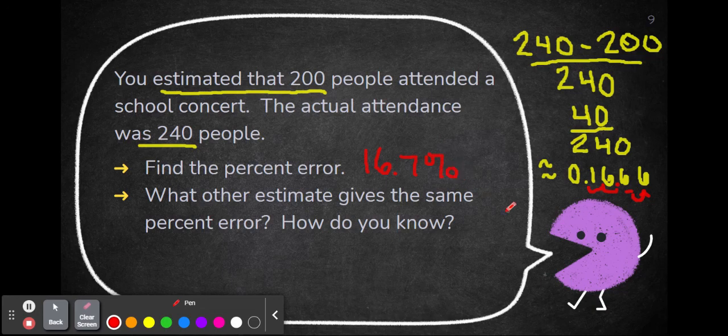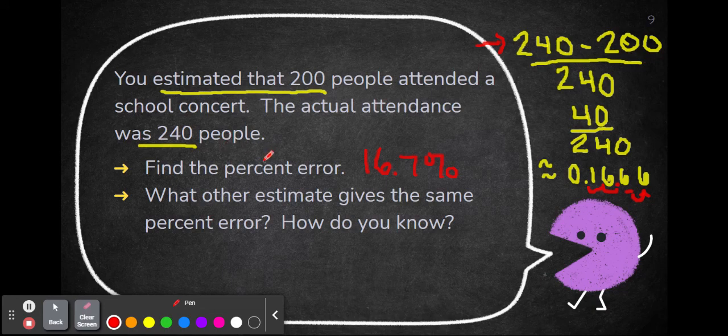Now, the second question was a good challenging question. It said, what other estimate gives you the same percent error? So you should be thinking, well, how do I find percent error? And the first step is to find the difference between the estimated amount and the actual amount. The actual amount isn't going to change. The attendance was 240 people.